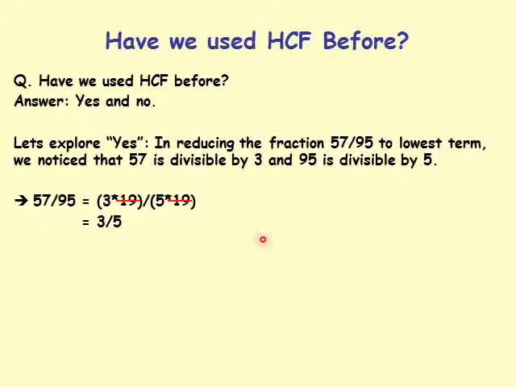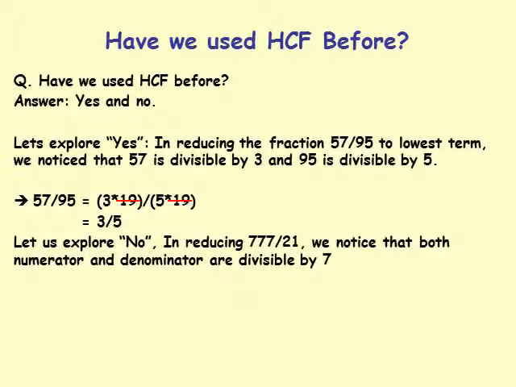Both are divisible by 7. The numerator 21 is 7 times 3, and 777 is 7 times 111. Let's continue here. We have identified one factor, 7, so we represent 777 divided by 21 by its equivalent form, which is 7 times 111 divided by 7 times 3. Now we see 7 is a common factor, so we divide both the numerator and the denominator by this common factor. That gives me 111 divided by 3.